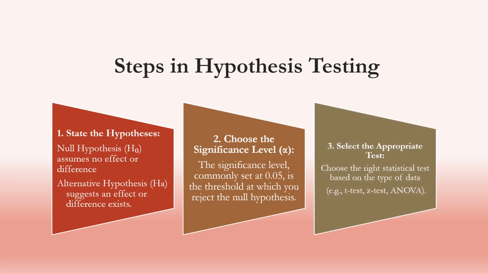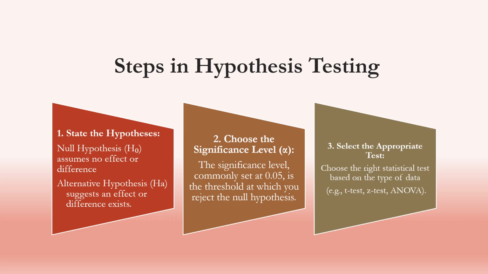The third step is to select the appropriate statistical test based on the type of data you have. The choice of test depends on factors like the data scale, the sample size, and the research question. Common tests include t-test, which is used for comparing means between two groups. Z-test, used when the sample size is large or the population variance is known. ANOVA, or analysis of variance, used to compare means across three or more groups.